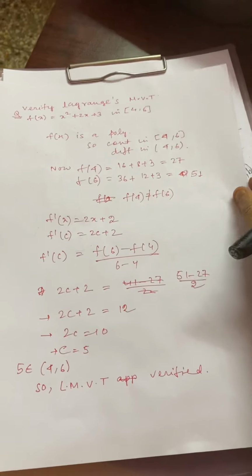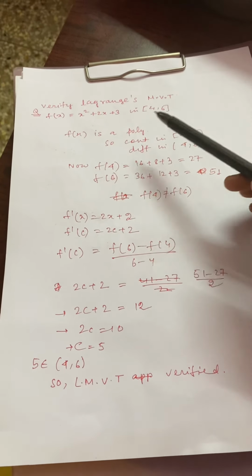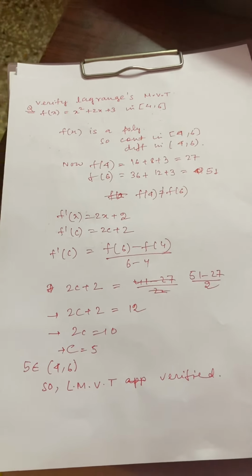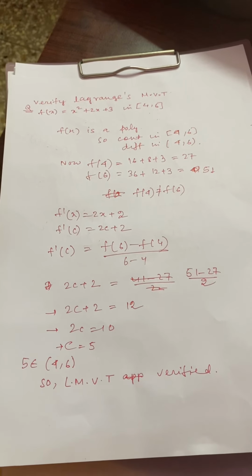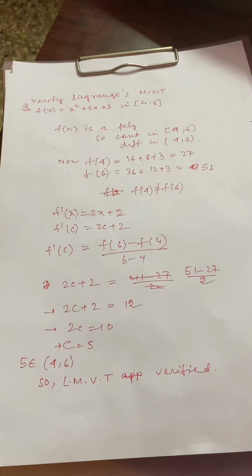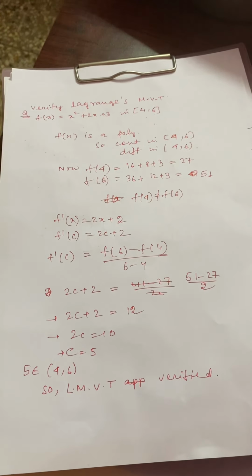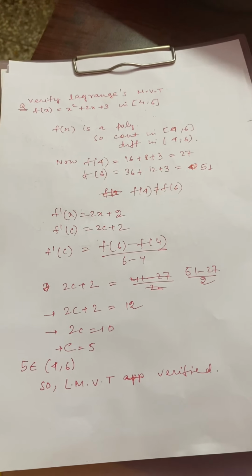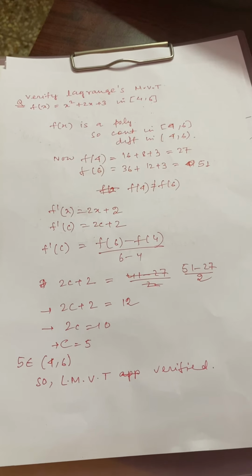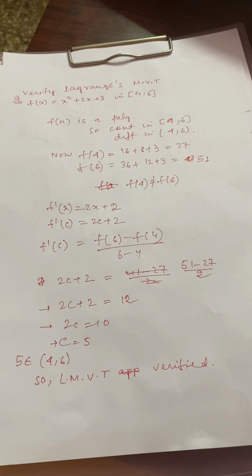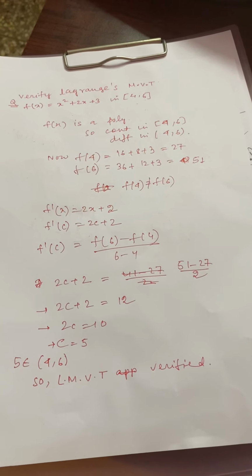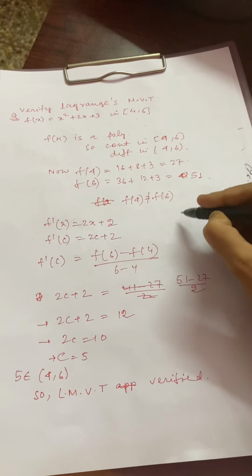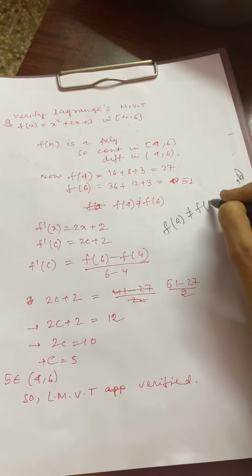Suppose you are given a sum to verify: f(x) equals x square plus 2x plus 3 in the domain [4, 6]. First, this is a polynomial, so it must be continuous in [4, 6] and differentiable in the open interval (4, 6). Then I have to check the ordinates at the extreme values. f(4) and f(6) are the two ordinates at the extreme points. These two are not equal: one value is 27 and another value is 51. So f(a) is not equal to f(b). That is checked.